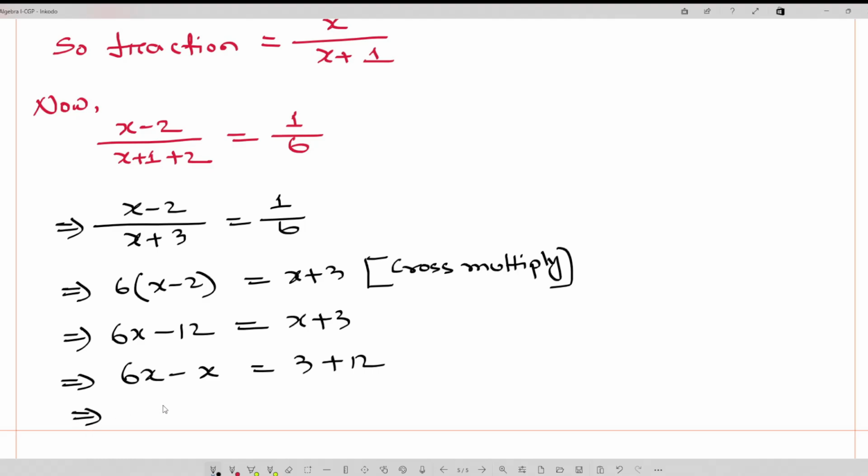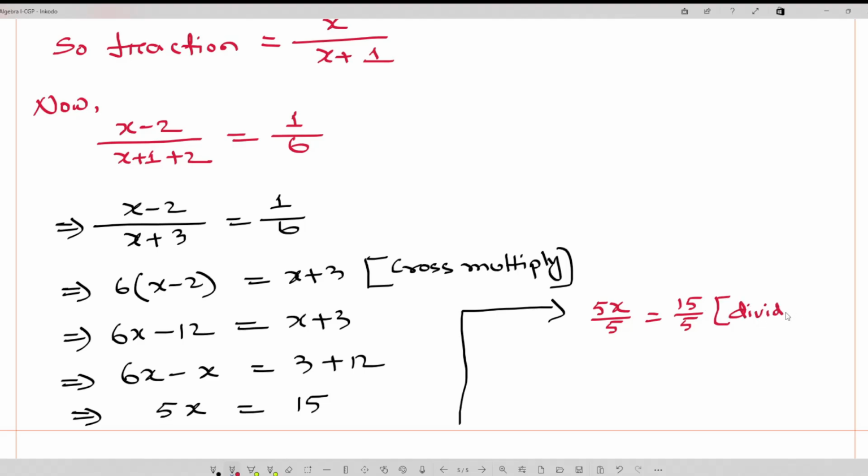Then 5x equals 15. So we can divide both sides by 5. 5x divided by 5 equals 15 divided by 5. Divide by 5. So 5 and 5 cancel out, and 15 divided by 5 means 3. So x equals 3.